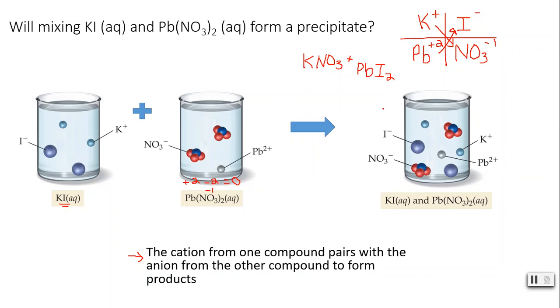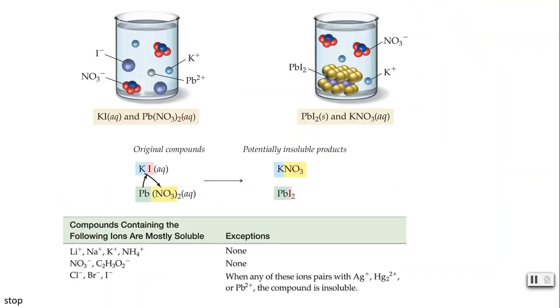So those are my 2 products from this reaction between potassium iodide and lead 2 nitrate, the cation from one species paired with the anion from the other species. So I really think it's instructive to do this little crisscross like I've shown here. They've sort of shown it here in your textbook, but I kind of like when I write it, you actually show the charge of the molecule. So you get KNO3 and PbI2 as your products.